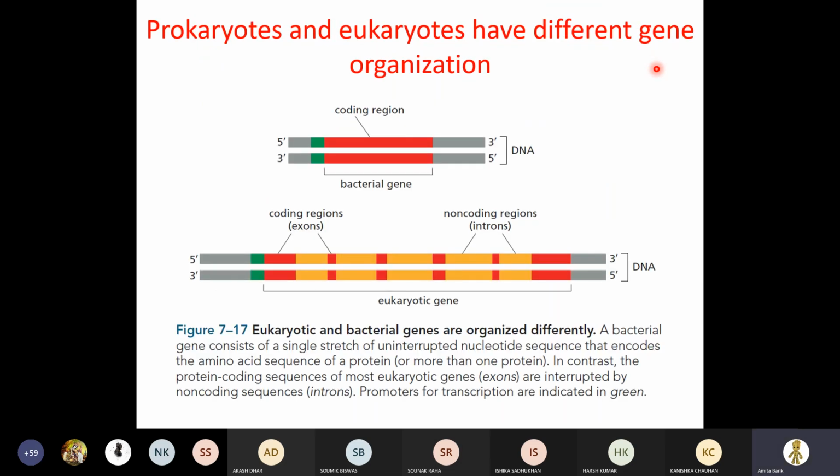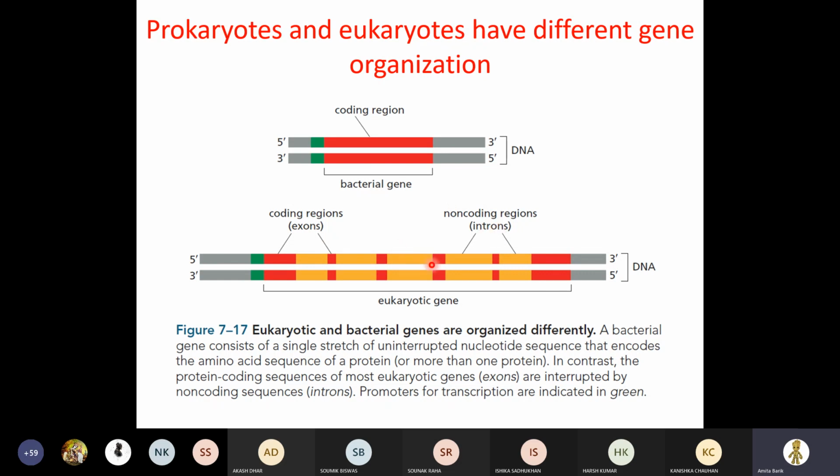Now coming to the organization of genes in different organisms, like prokaryotes and eukaryotes. Prokaryotes, as you know, are the simplest organisms, so they do not have this complexity. They have simply a coding region. But in the case of eukaryotes, the genome organization is different, as they have some interrupted nucleotide sequences. You can see the red regions are the coding regions, which will code for the RNA, while the orange regions won't code. So, non-coding regions. The coding regions are known as the exons, and the non-coding regions are known as the introns.